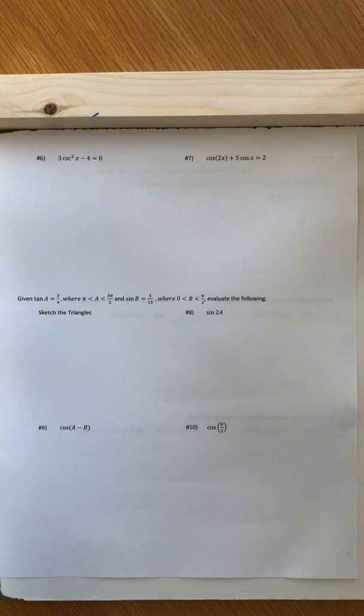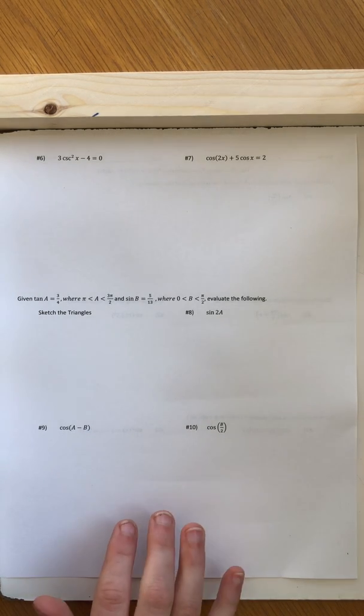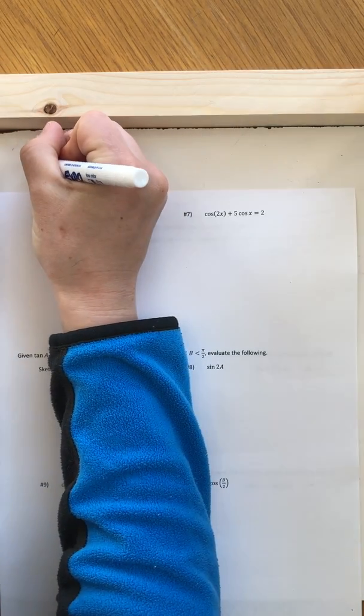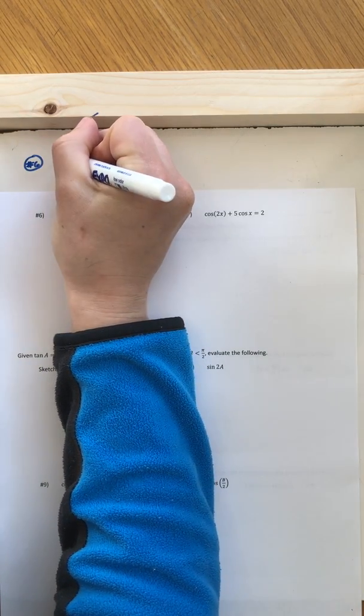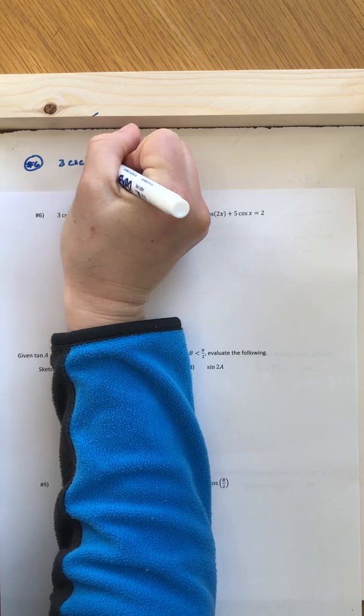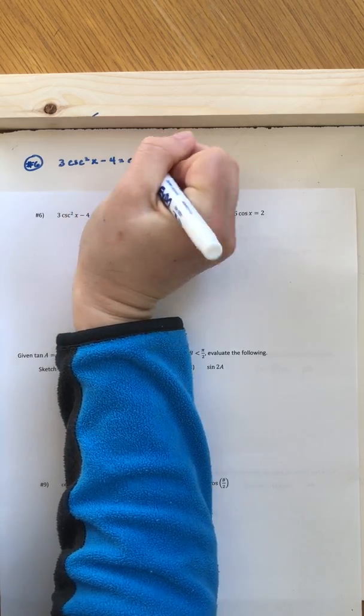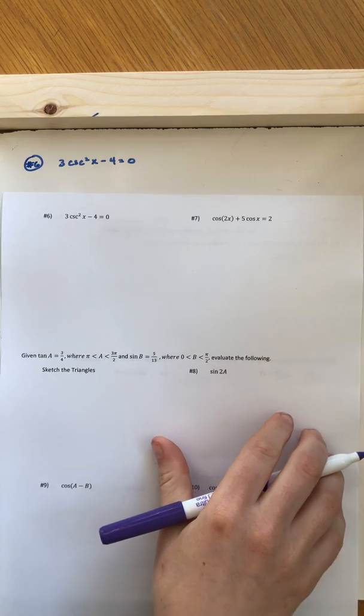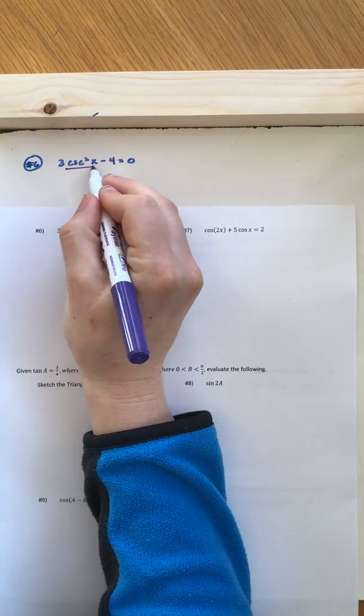This is the continuation of test number 2, version 1, but now we're doing the backside, numbers 6 through 10. So for number 6, this is still a solving problem. It only has one trig function in it, so I know I don't need to factor. I'm just going to get that trig function by itself.